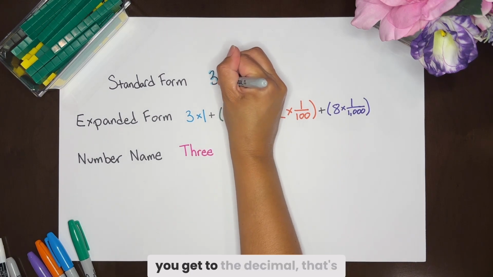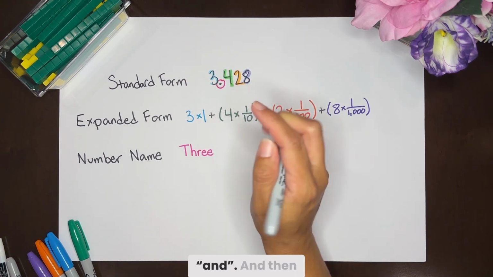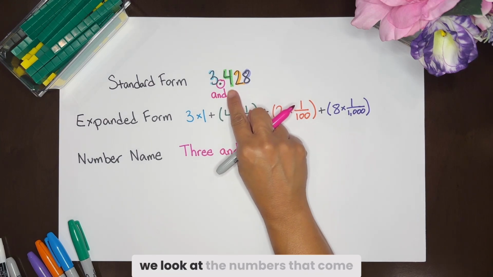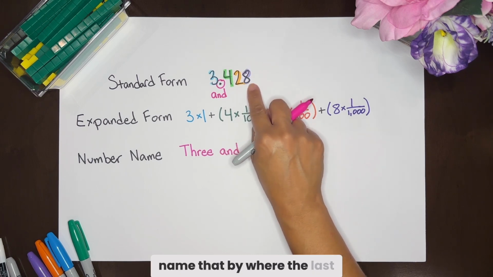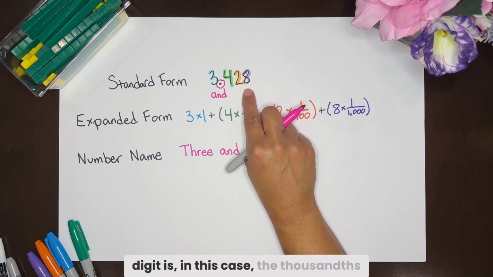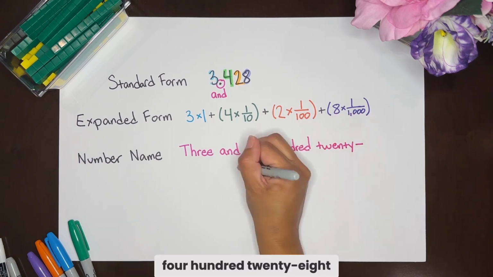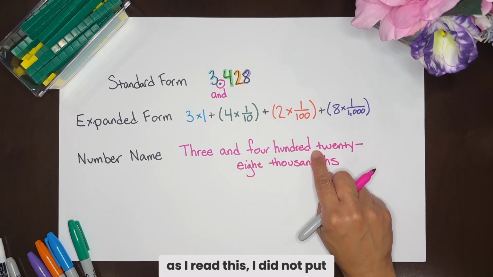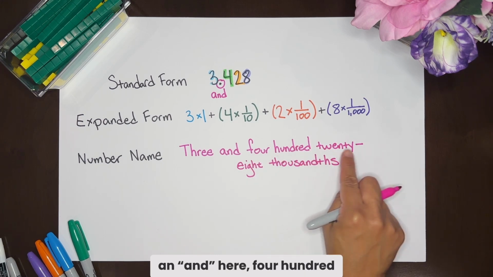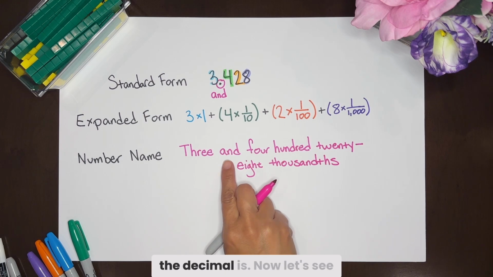And whenever you get to the decimal, that's always going to be written as the word and. And then we look at the numbers that come after the decimal, so 428, and we name that by where the last digit is, in this case, the thousandths place. So this would be 428 thousandths. Now notice as I read this, I did not put an and here, 428 thousandths. The and only goes where the decimal is.